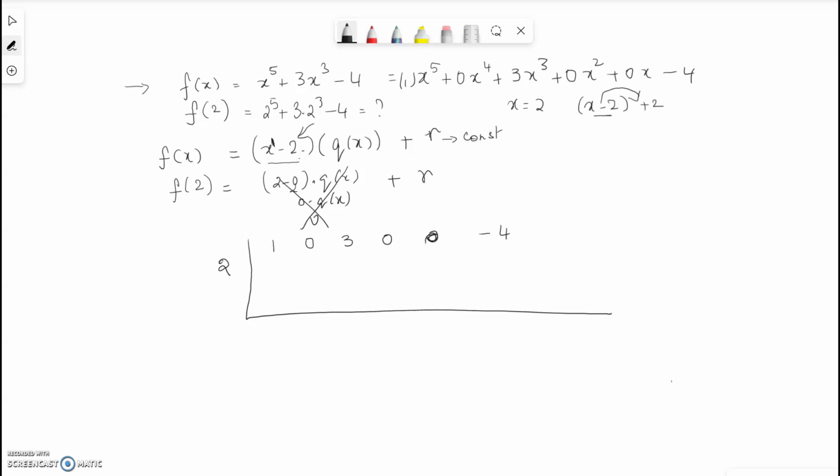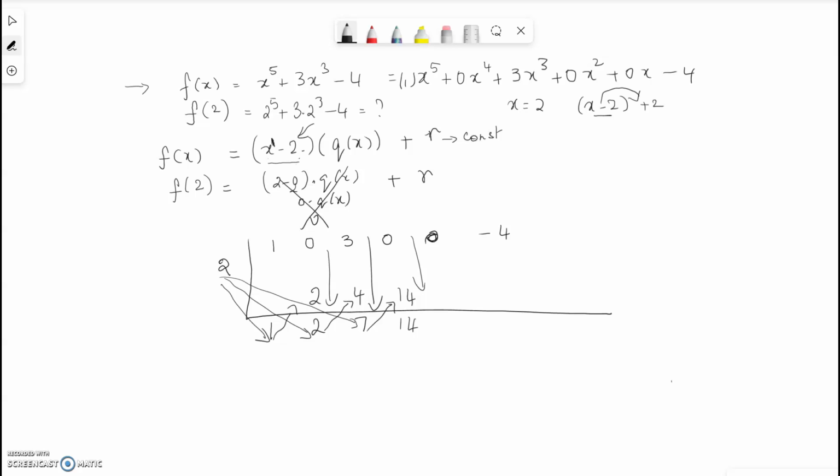So now I bring the 1 down, multiply the 2 with the 1 and write it here. So I get a 2, add to get a 2. 2 times 2 is 4. I write it down here. 4 plus 3 is 7. Multiply the 7 with 2 and write it here. So that would be 14. 14 plus 0 is 14.